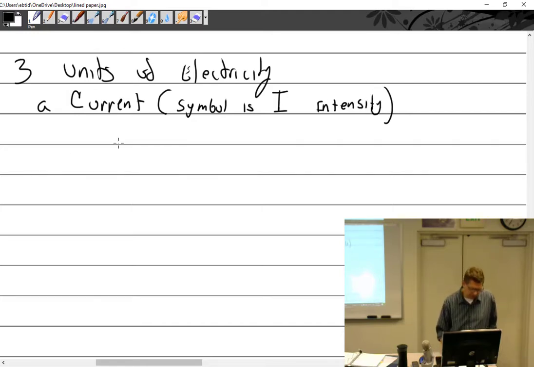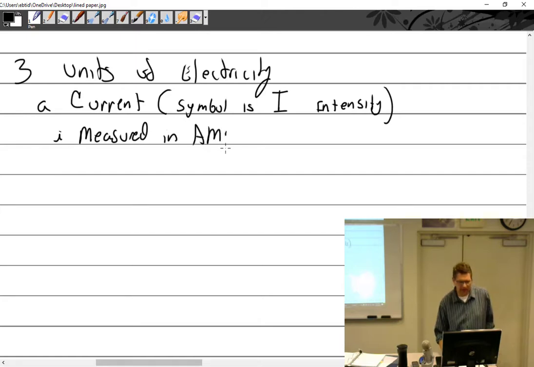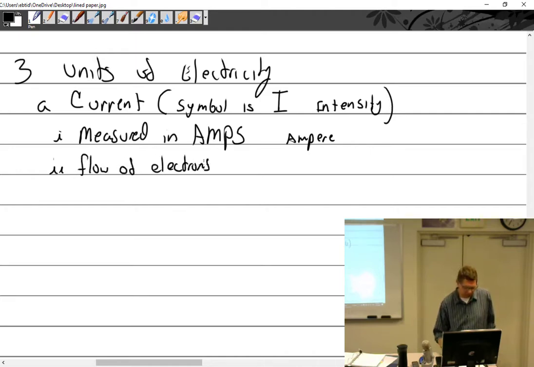I stands for intensity. It is measured in amps. Amps. Named after Andre Marie Ampere. So it's Ampere. All right. And we can define it as the flow of electrons through a conductor.